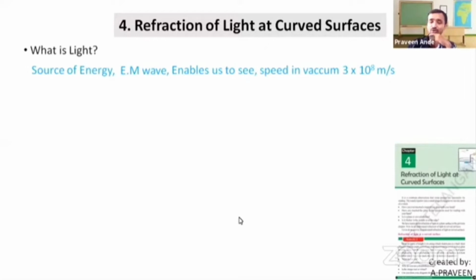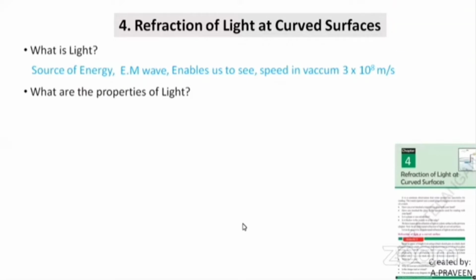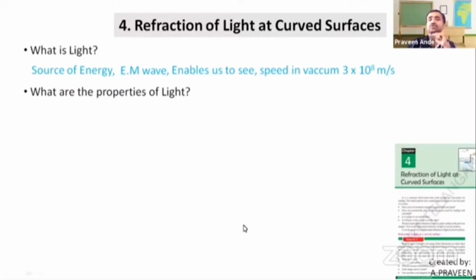Then one more question: what are the properties of light? Do you know the properties of light? Here I will tell you, there are main properties of light. Rectilinear propagation means it propagates in the medium from where it started, and from there it goes straight. That is called rectilinear propagation. In the pinhole camera, we have decided this.